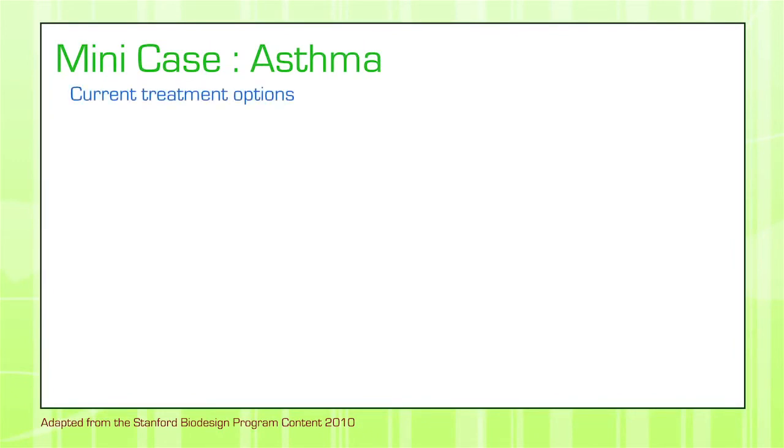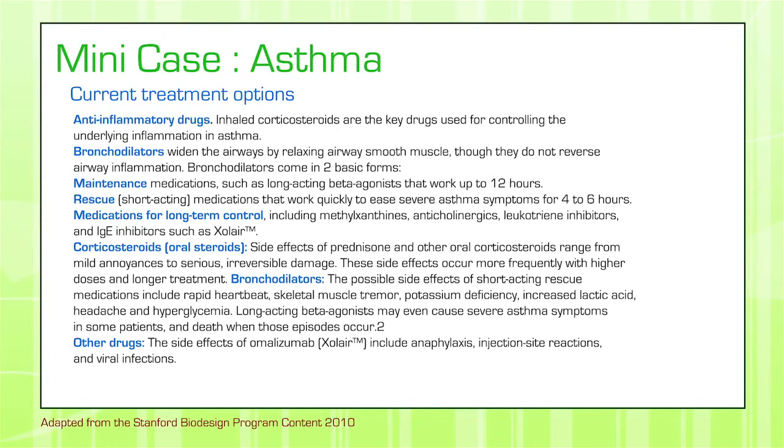If we go to the next slide, you can see a very simple way, and you have to do this more thoroughly, but to make this shorter, we have laid out all the current treatment options here. So, for example, we have anti-inflammatory drugs, bronchodilators, maintenance medications, rescue short-term drugs, medications for long-term control such as Xolair, corticosteroids or oral steroids, which try to counteract the side effects of inflammation and asthma, and of course other drugs.